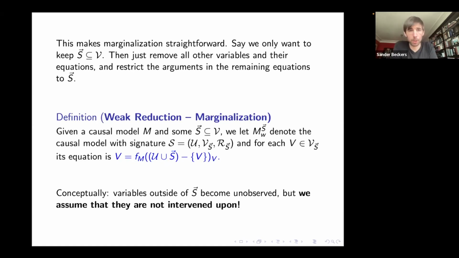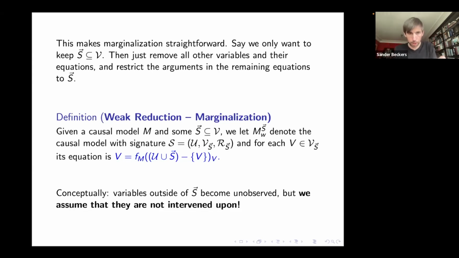marginalization, by just taking a causal model, and for each variable, you're going to give as its equation fm, which is the generalized function for the entire causal model, but you're going to give it as its arguments only the variables in S and the exogenous variables, of course. Now, what is such a marginalization? It conceptually comes down to the idea that all the variables which are not in S, they haven't been observed, and also we assume that they are not intervened upon. They're just playing nice. We're just passing them through. We're not doing anything with them.